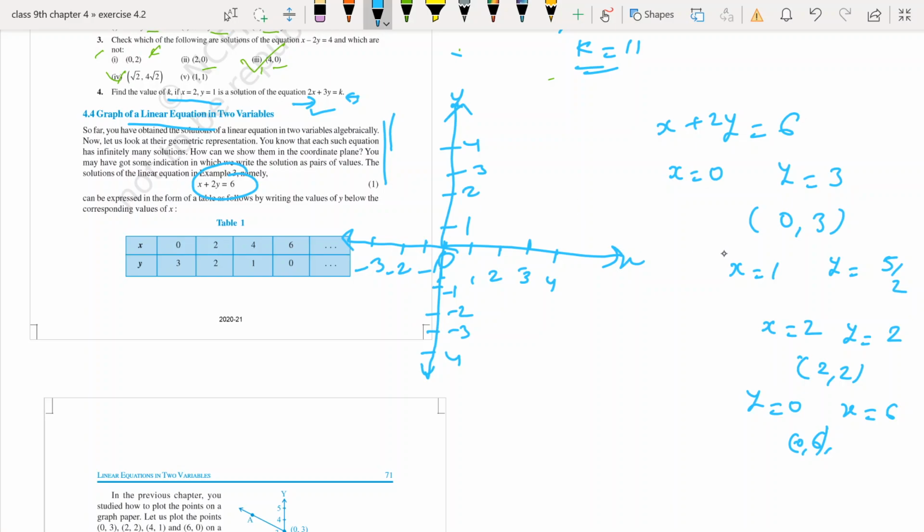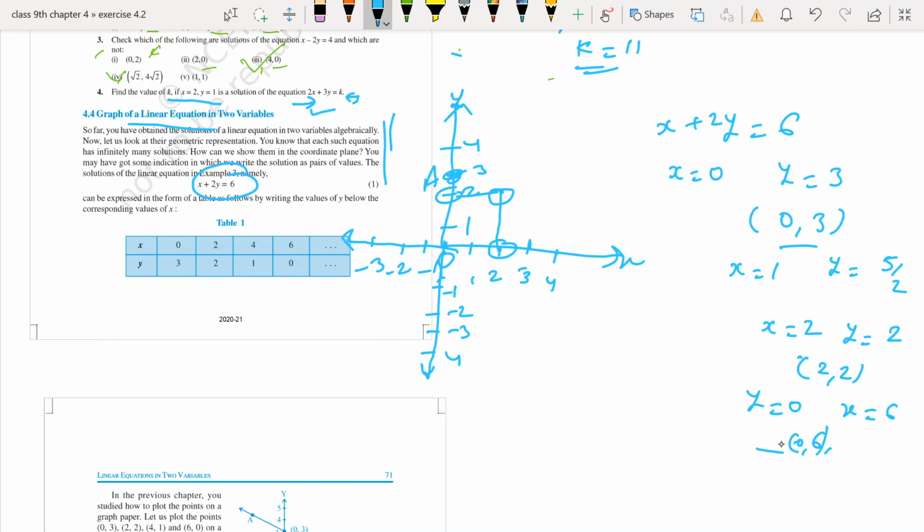So this is the point (0, 3). How will we mark it on this graph? x equal to 0 and y equal to 3, so the point will be here. This is point A. Next point (2, 2): we have to take x equal to 2 and y equal to 2. If we match, this will be the point. And next point (0, 6), y equal to 6 and x equal to 0.